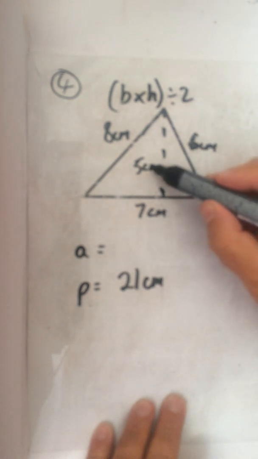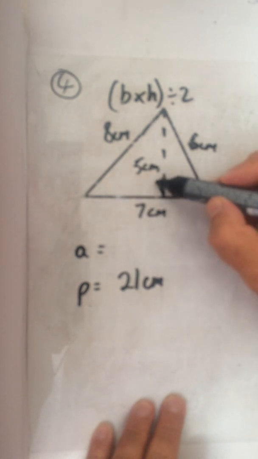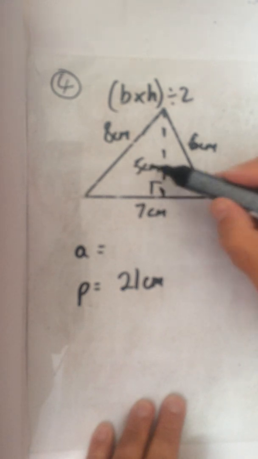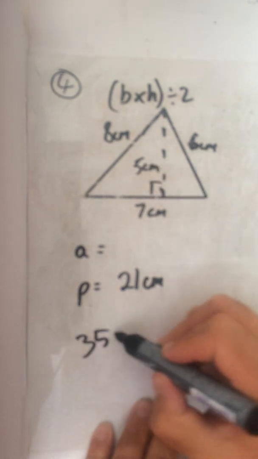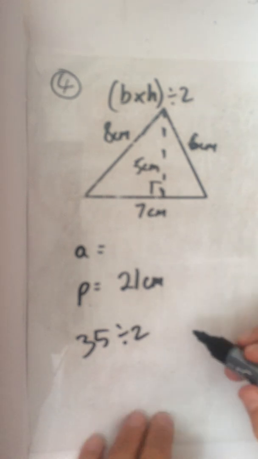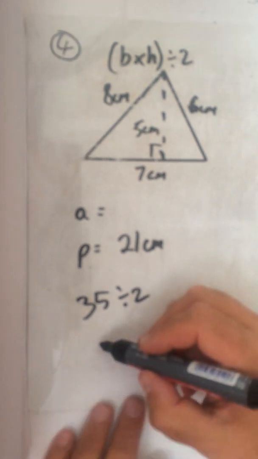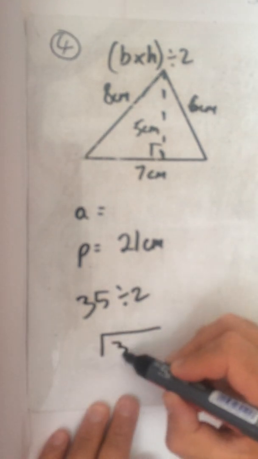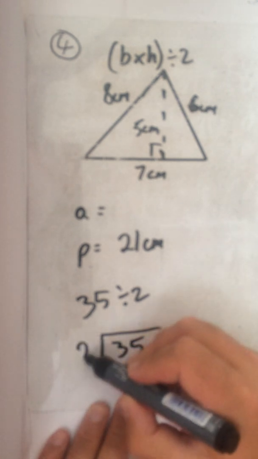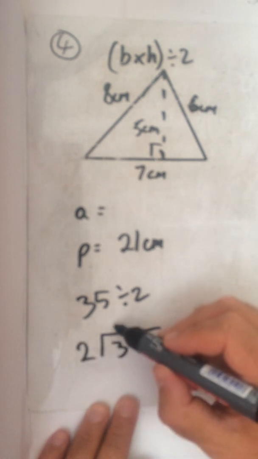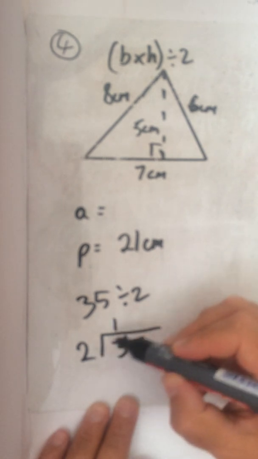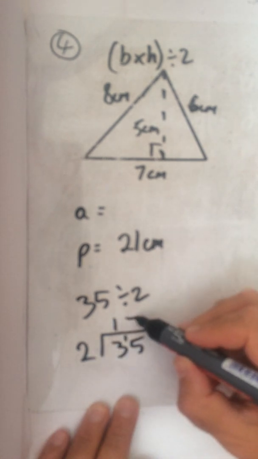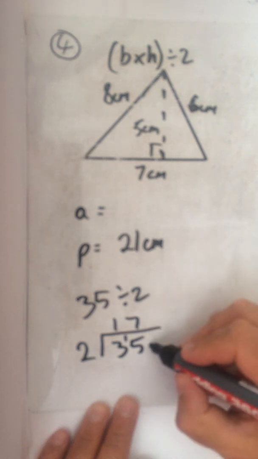So 7 times 5, the height is 5, isn't it? Okay, 7 times 5 is 35. I'll just do that underneath. 35 divided by 2. So I'm going to do my bus stop method for that. How many 2's are in 3? 1, remainder 1. How many 2's are in 15? 7, and remainder 1.